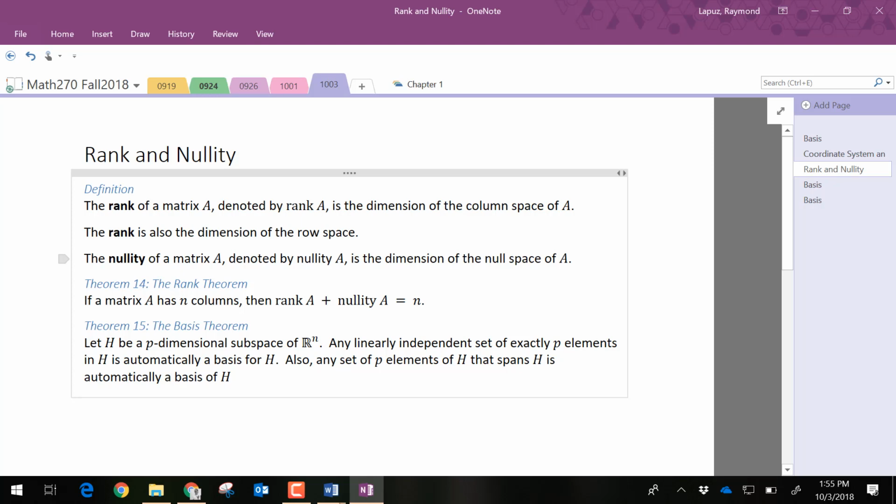So the nullity, you know how we find those free variables and stuff? However many free variables we have, the number of free variables we have is the nullity.